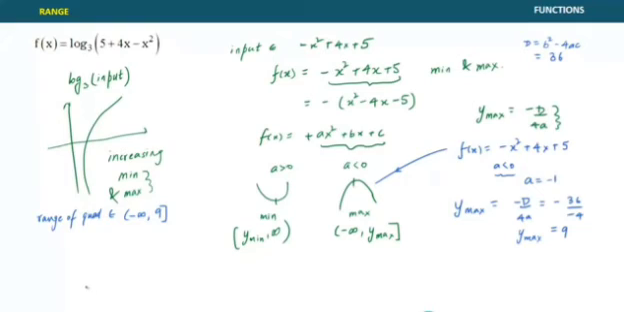But we were not asked the range of the quadratic. We were asked the question when the quadratic is inside the log. Now tell me something about log. Can log take a negative input? Log always takes what? Positive input.